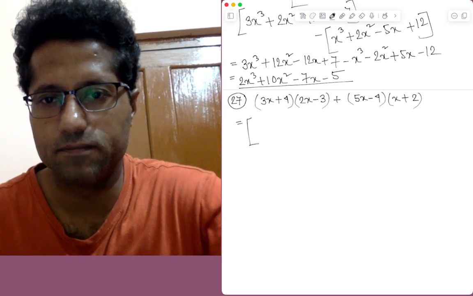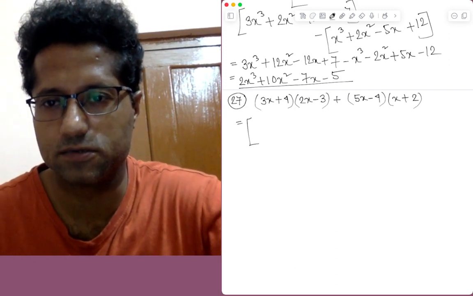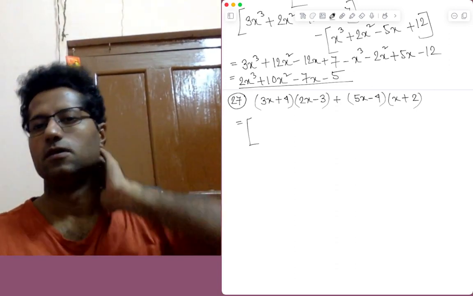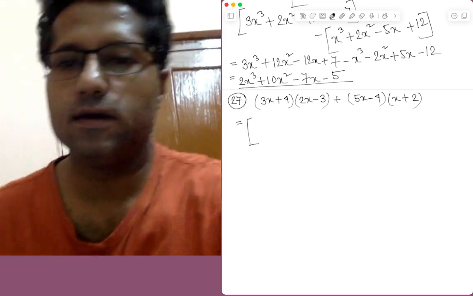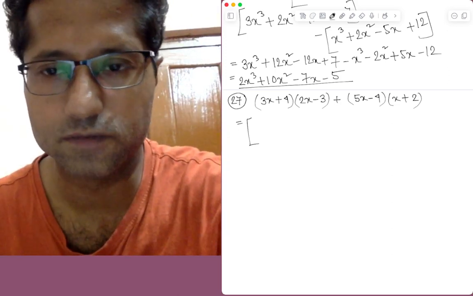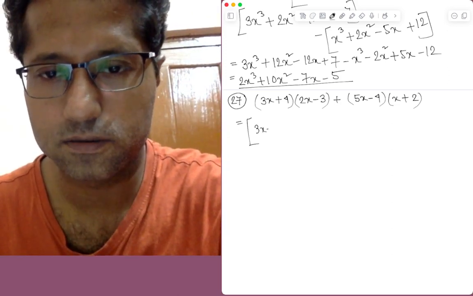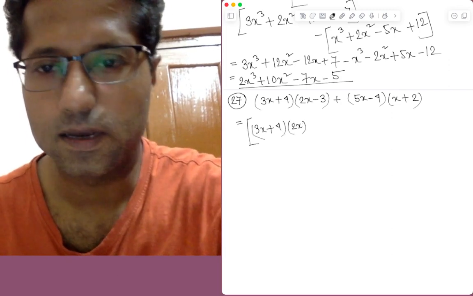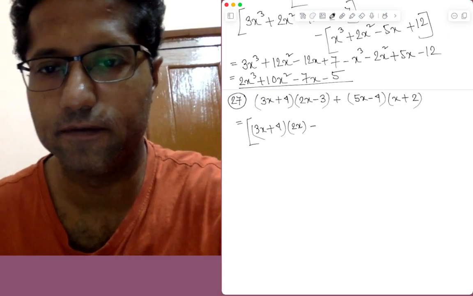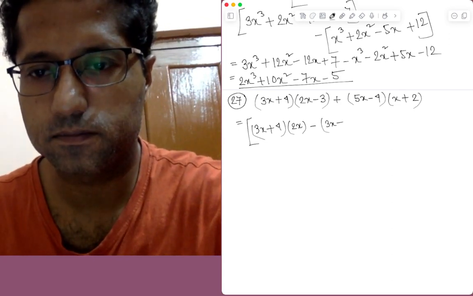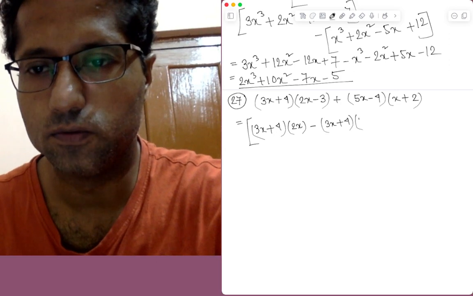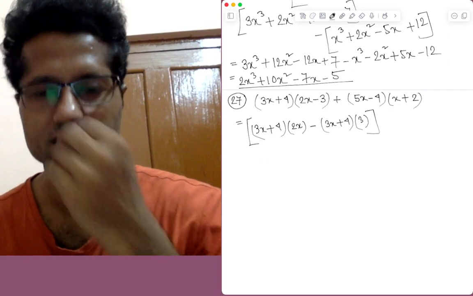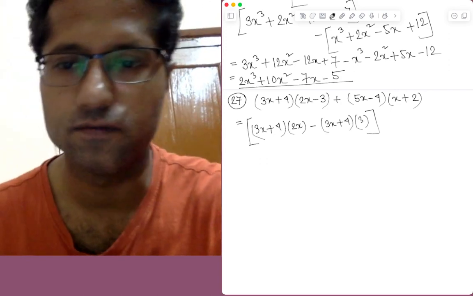we first multiply the first term of the second binomial, that is 2x minus 3. The second binomial in the first product is 2x minus 3. So we multiply the first term of the second binomial with the first binomial. So (3x plus 4) times 2x, and since it is 2x minus 3, there will be negative (3x plus 4) into 3. So using the distributive law of multiplication over subtraction, we have this.